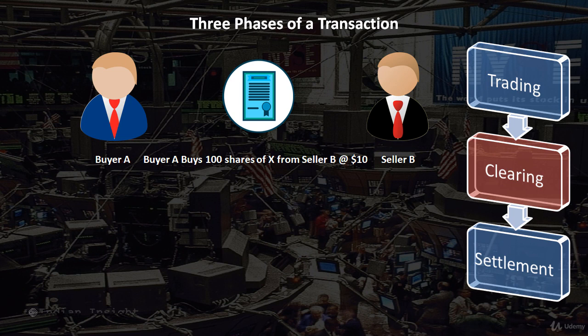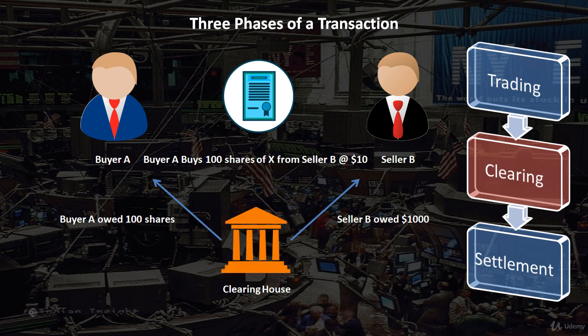So if an investor A buys 100 shares of company X at $10 each from investor B, the clearinghouse does the math and determines that investor A is owed 100 shares while investor B is owed $1,000. In case the buyer or the seller perform multiple transactions, then the clearinghouse identifies all the securities owed to or by them and also all the payments owed to or by them. This clearing process is managed by an independent entity known as the clearinghouse.